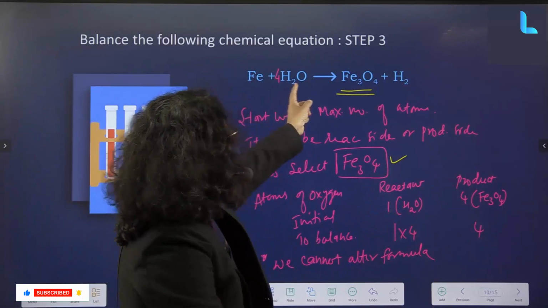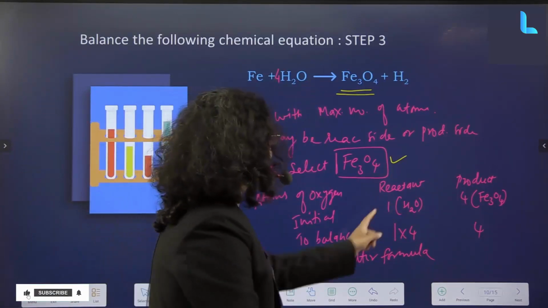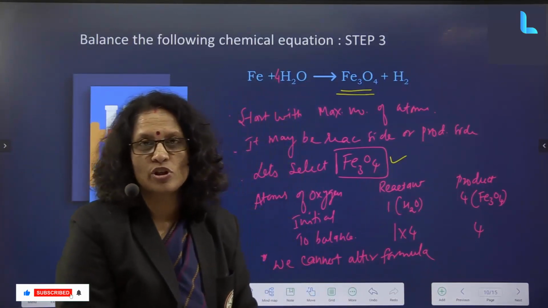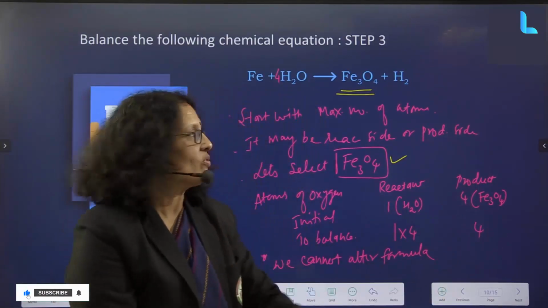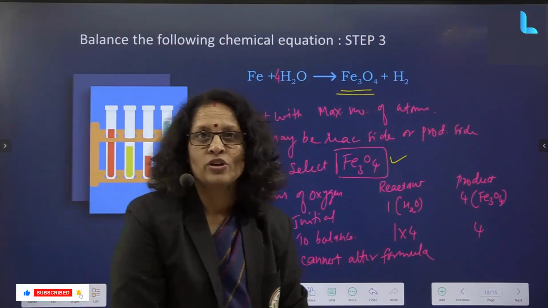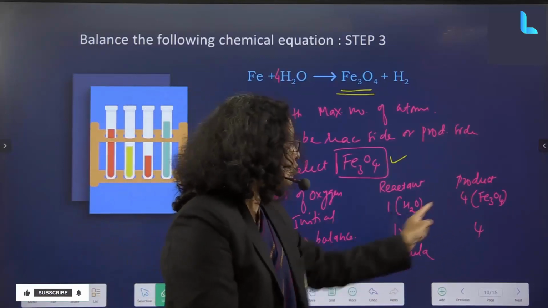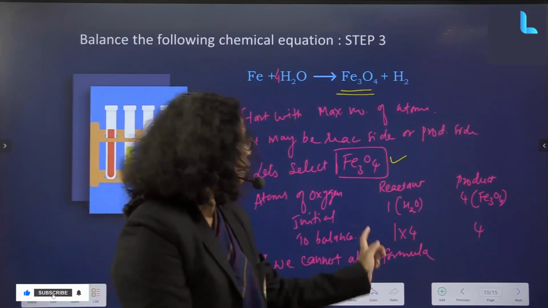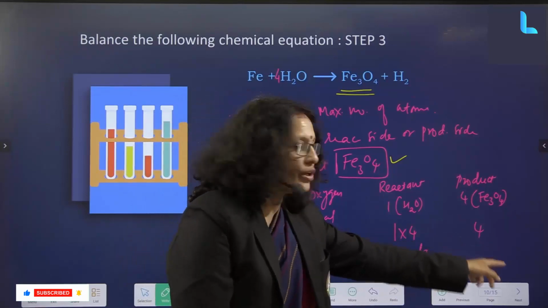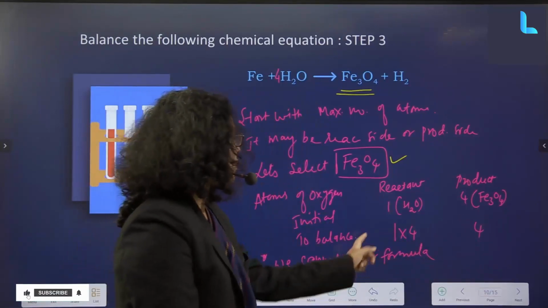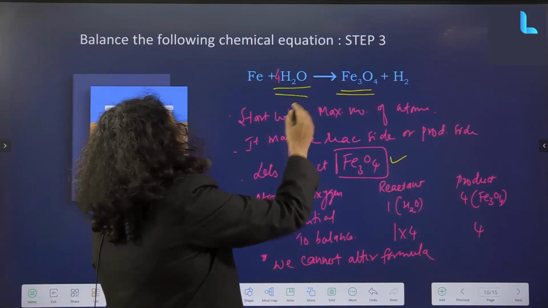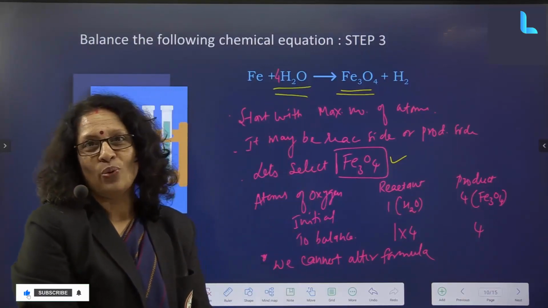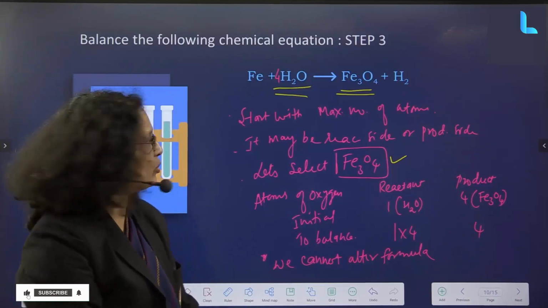Initially how much is present? Reactant side oxygen. How many oxygen are there? Reactant side there is one oxygen, which is present in water, H2O. Product side there are 4 oxygen, in Fe3O4. So to balance this, what we will do, we will cross multiply. We will do 1 into 4 here and 4 into 1 there. So when we do 1 into 4, the conclusion is we have 4 H2O. So oxygen is balanced on both sides.